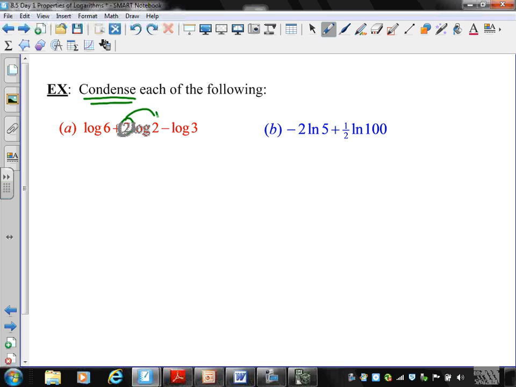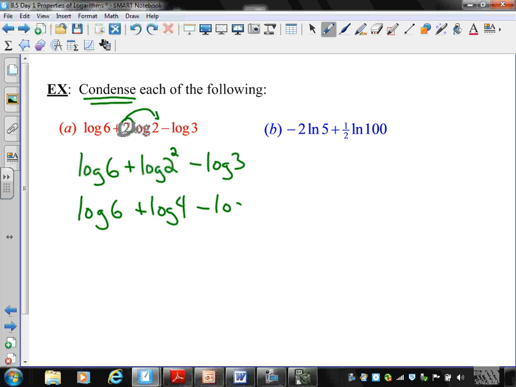So I'm going to rewrite my first line as log of 6 plus, I put the 2 inside, that becomes 2 to the 2, right? So this is going to be log of 2 to the 2, or if you want, you can just write 4. That's certainly easy enough. I'm going to write it so that people see exactly what I've done there. And I'm going to write minus the log of 3. So I'm going to rewrite this just so that we see it. This is the log of 6 plus the log of 4 minus the log of 3.